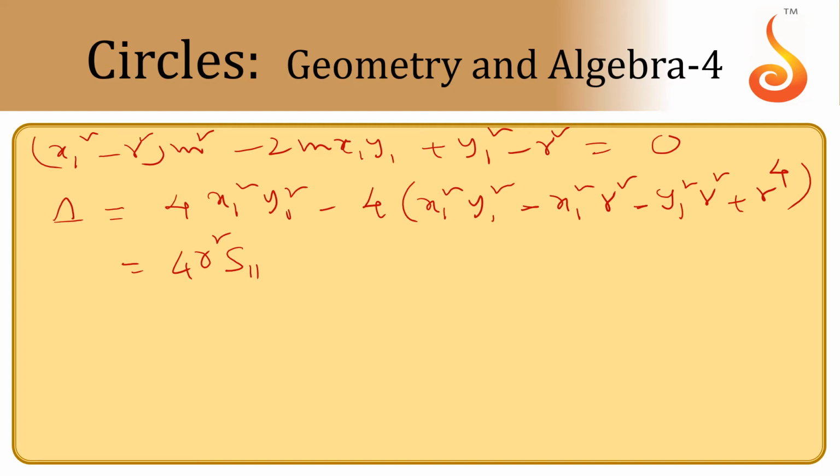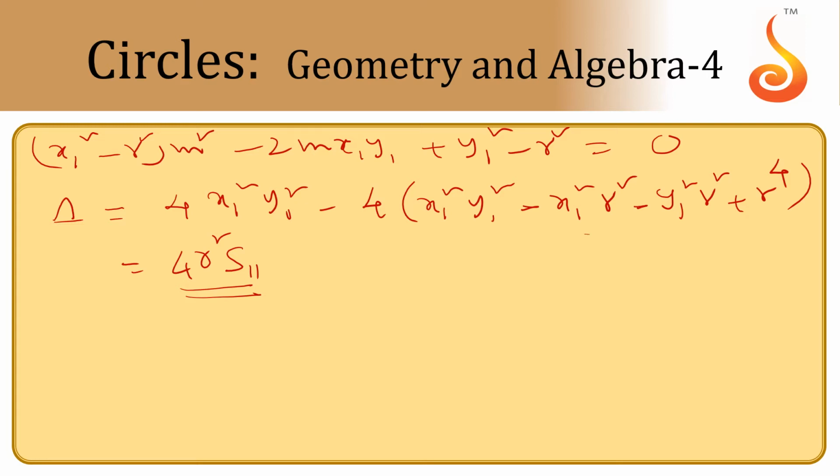You know that s11 is nothing but the power of the point. Power of the point is nothing but cp square minus r square. If the power of the point is greater than 0, the point lies outside. If s11 equals 0, the point lies on the circle. If s11 is less than 0, the point lies inside the circle. You already know that.